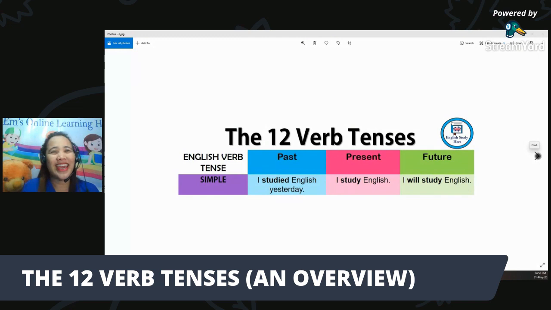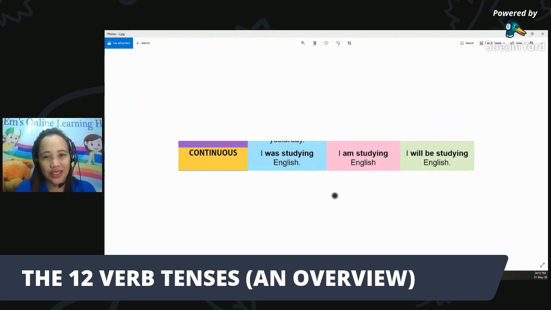Let's go to the continuous. We have the past, we have the present, and we have the future. Let me read the example. I was studying English for the past. For the present, I am studying English. And for the future, I will be studying English. Now, what are the differences? When are we going to use this? When are we going to use the present continuous? When are we going to use the future continuous?